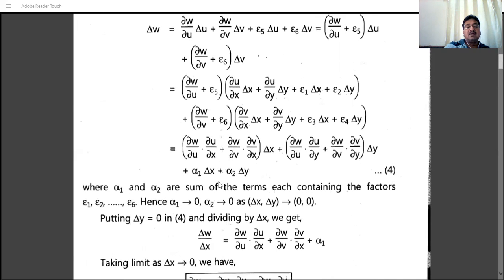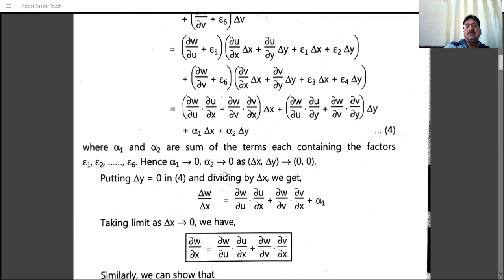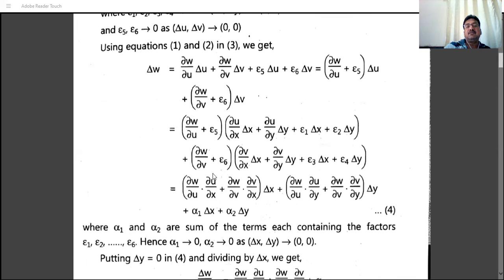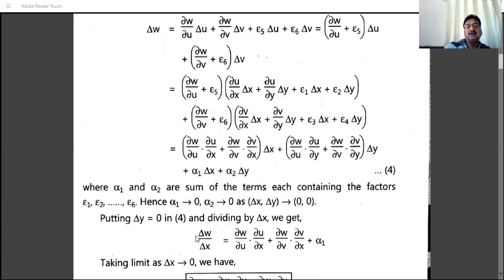Then putting delta y equal to 0 in equation number 4. This is equation number 4. Its LHS is delta w. So putting delta y as 0 and dividing by delta x, what do we have? Delta w by delta x is the LHS, and then this bracket, with delta x by delta x being 1, plus this bracket with delta y, whose value is 0, so this term becomes 0, and then plus alpha 1.